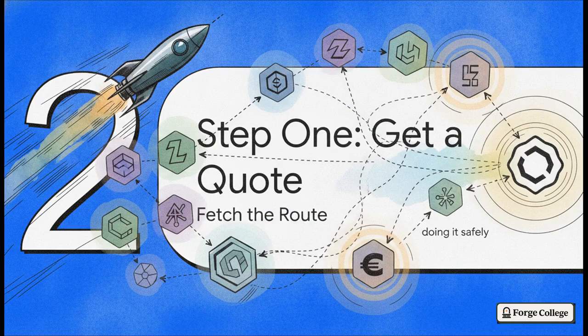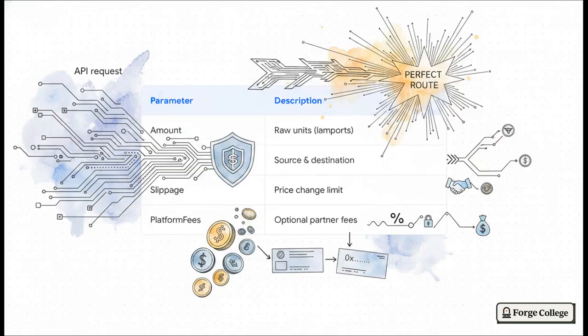Moving right along to Section 2. Step 1, get a quote. Okay, so getting a quote is basically like asking a super high-speed travel agent for the absolute best route. Except, your destination is a totally different crypto token.